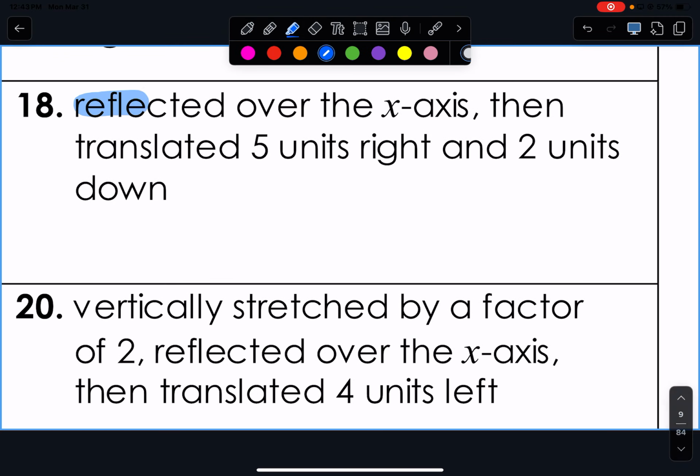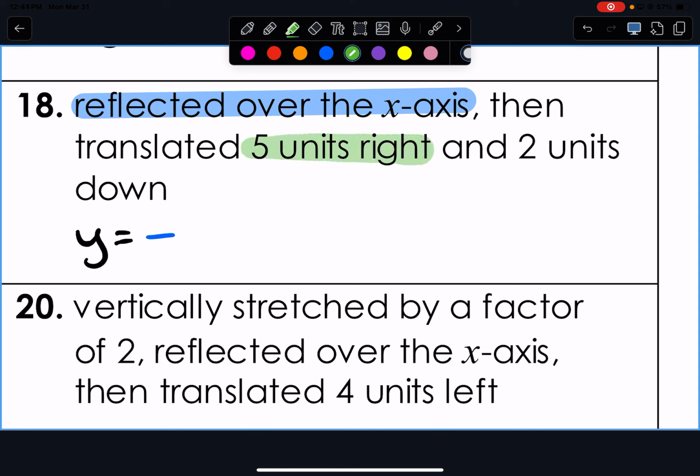So again, we have a reflection over the x-axis. So what do we have to put? A negative in front. But then we have an inside and an outside transformation. What is the inside transformation? And then we have, whoops, 2 units down. So we will do parentheses x minus 5, squared, minus 2.